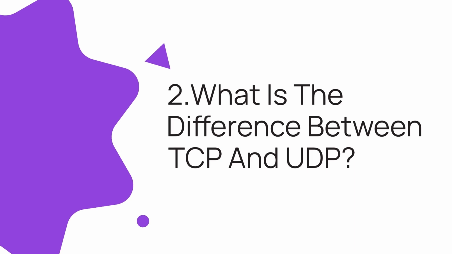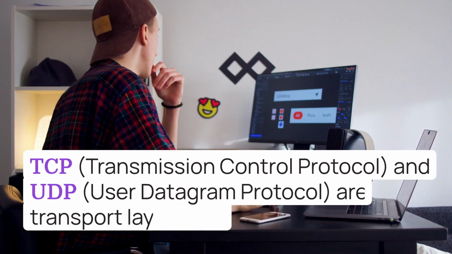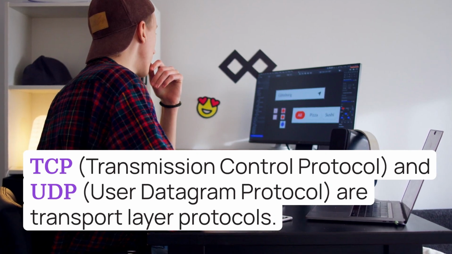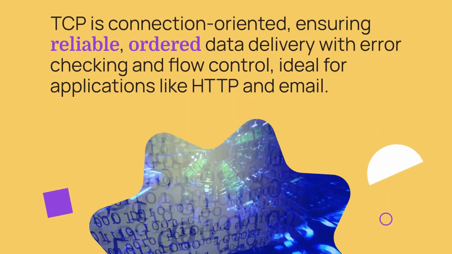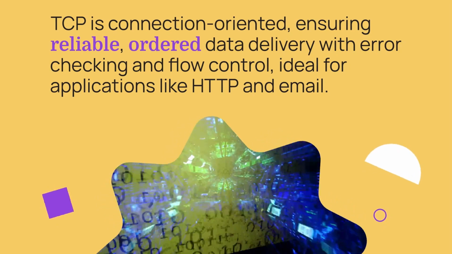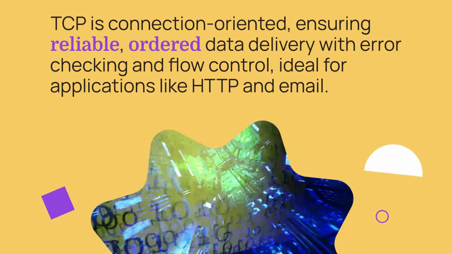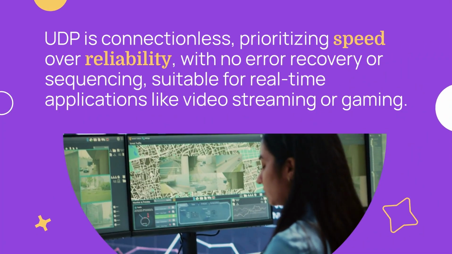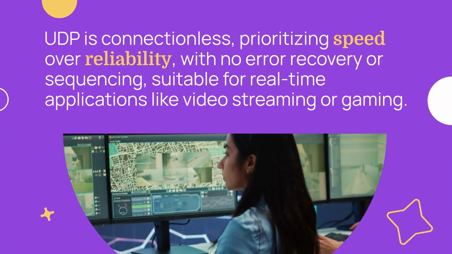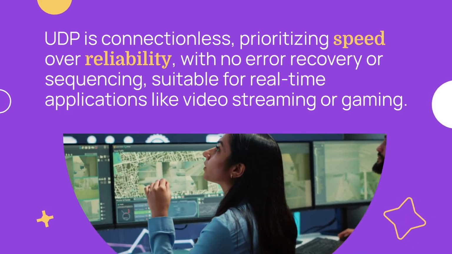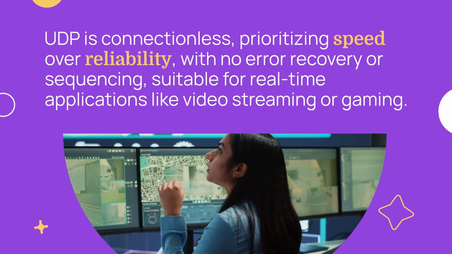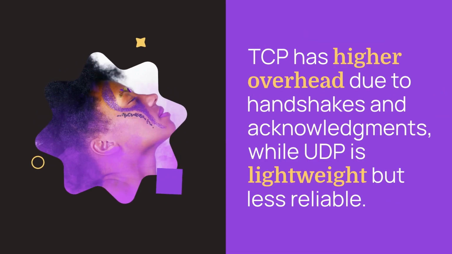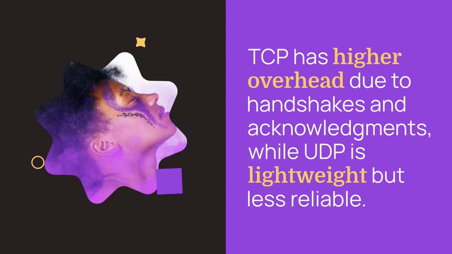2. What is the difference between TCP and UDP? TCP, Transmission Control Protocol, and UDP, User Datagram Protocol, are transport layer protocols. TCP is connection-oriented, ensuring reliable, ordered data delivery with error checking and flow control, ideal for applications like HTTP and email. UDP is connectionless, prioritizing speed over reliability, with no error recovery or sequencing, suitable for real-time applications like video streaming or gaming. TCP has higher overhead due to handshakes and acknowledgments, while UDP is lightweight but less reliable.